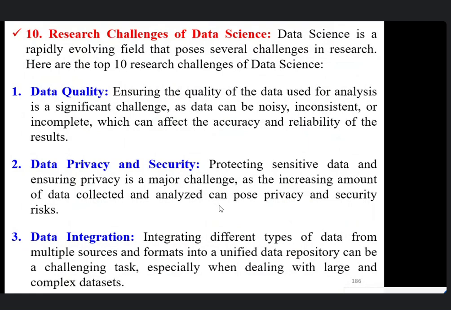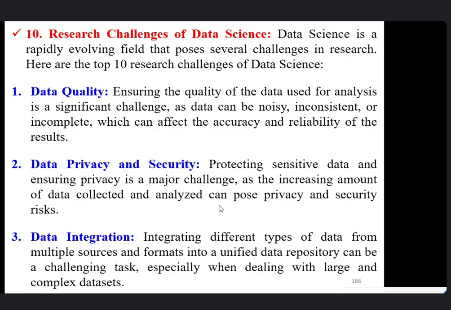Then, what are the research challenges of data science? We have various challenges, like data quality. That means we have raw material, raw data, and the quality of the data used for analysis is a significant challenge. Data can be noisy, inconsistent, incomplete, redundant, which can affect the accuracy and reliability of the results. That is called data quality.